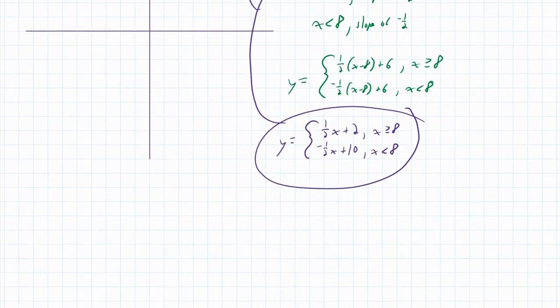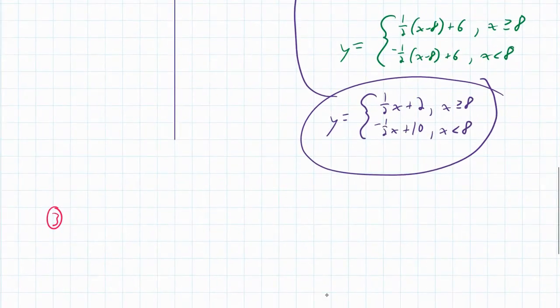Okay, let's do another one that's another exception to this and just looks a little different. y equals negative 3 times the absolute value of negative 2x plus 1.